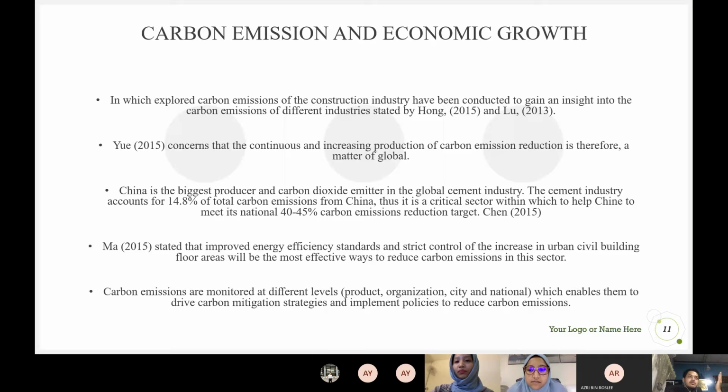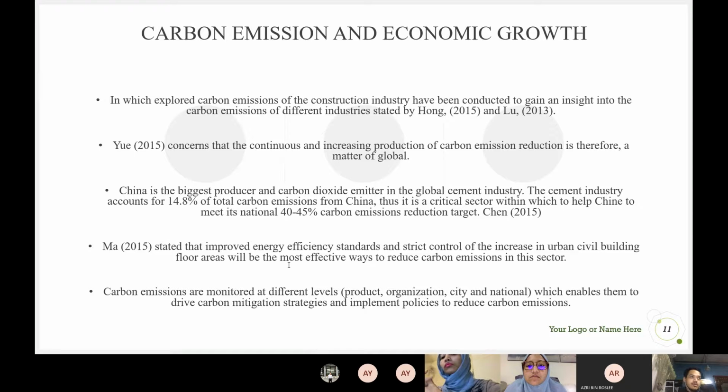So proceed to literature review. I will like to share about carbon emission and the economic of growth, which, as stated by Hong and Lu, explored carbon emissions of the construction industry to gain an insight into the carbon emissions of different industries.